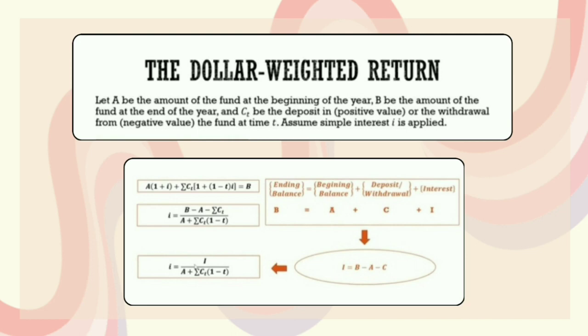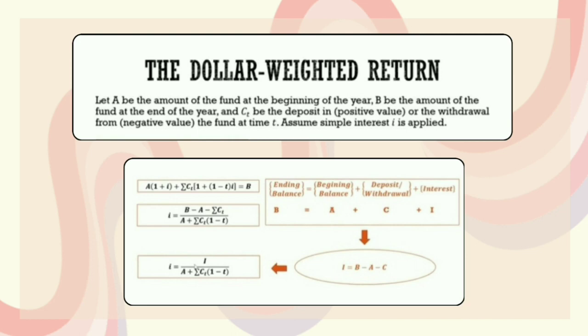So, here's the formula of the dollar-weighted return. Let A be the amount of the fund at the beginning of the year, B the amount of the fund at the end of the year, and CT be the deposit in positive value or the withdrawal from the fund at a time.